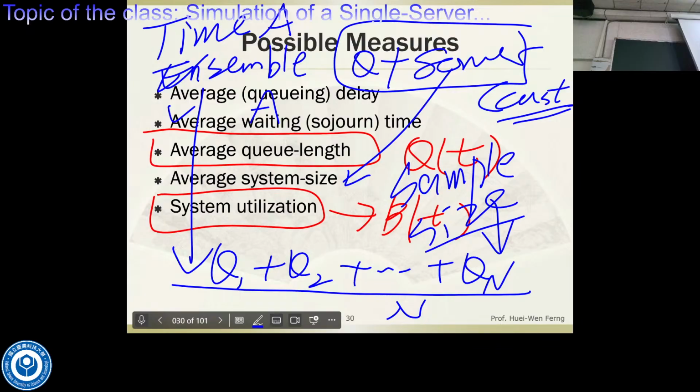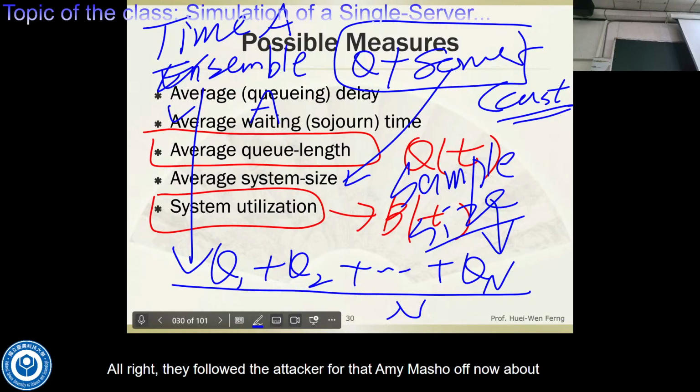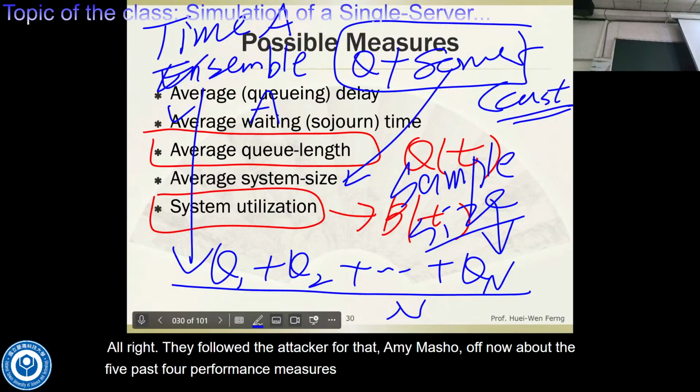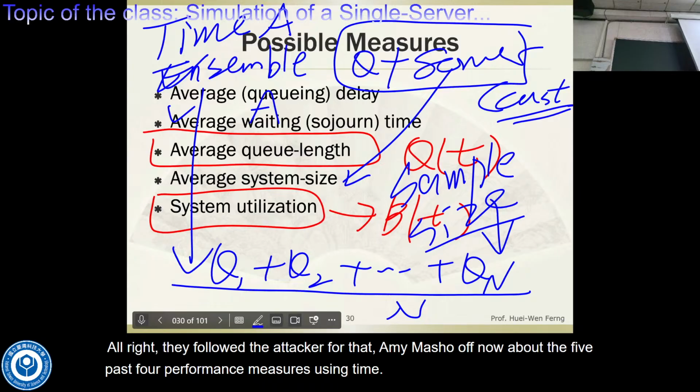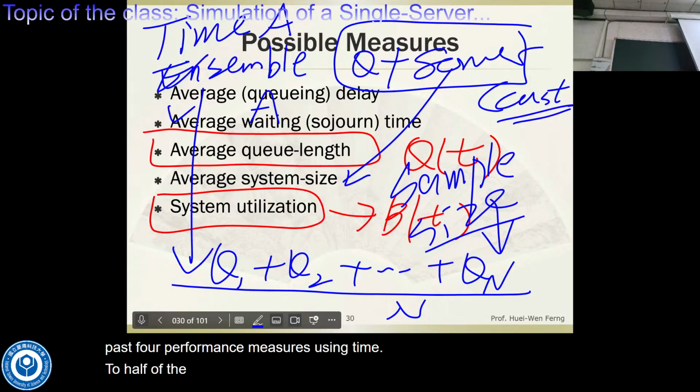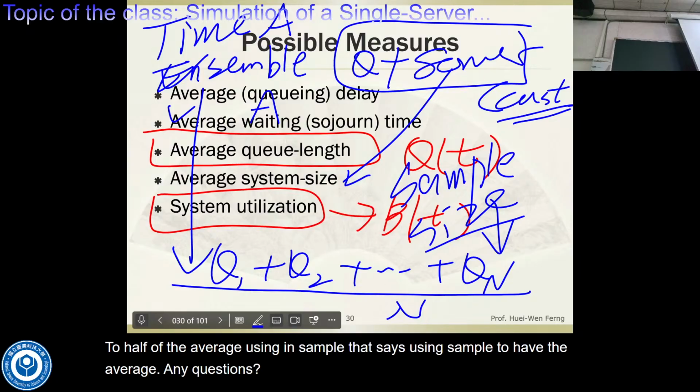Alright, before we take a break, let me make sure about the 5 possible performance measures: using time to get the average, and using samples to get the average. Any questions? No, right?